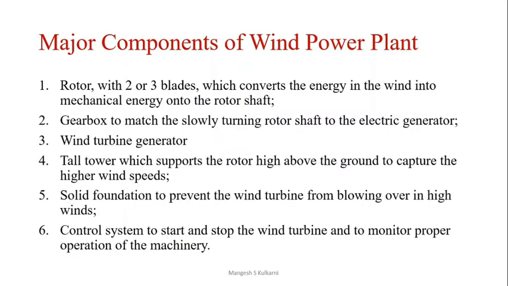The major components of a modern wind energy system typically consist of the following: a rotor with 2 or 3 blades, which converts the energy in the wind into mechanical energy onto the rotor shaft; a gearbox to match the slowly turning rotor shaft to the electrical generator; a wind turbine generator, which converts mechanical energy on the rotor shaft into electrical energy; a tall tower, which supports the rotor high above the ground to capture the high wind speeds; a solid foundation to prevent the wind turbine from blowing over in high winds; and a control system to start and stop the wind turbine and to monitor proper operation of the machinery. Let's see all these major components one by one with details.